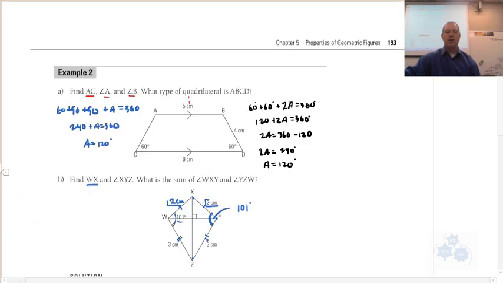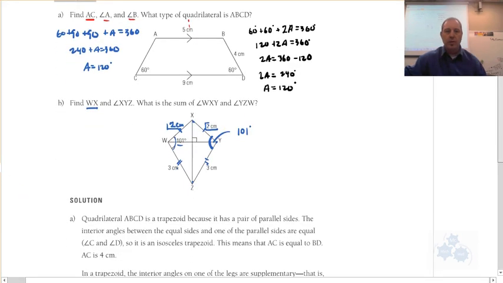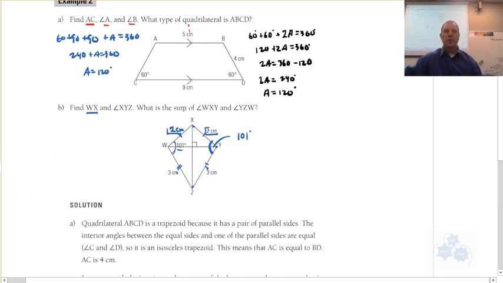And I guess there was another question there. Was there another part to that? Oh, and what is the sum of WXY and WXY? That's this one. And YZW, this one here. So what are those? What is the sum of those two?